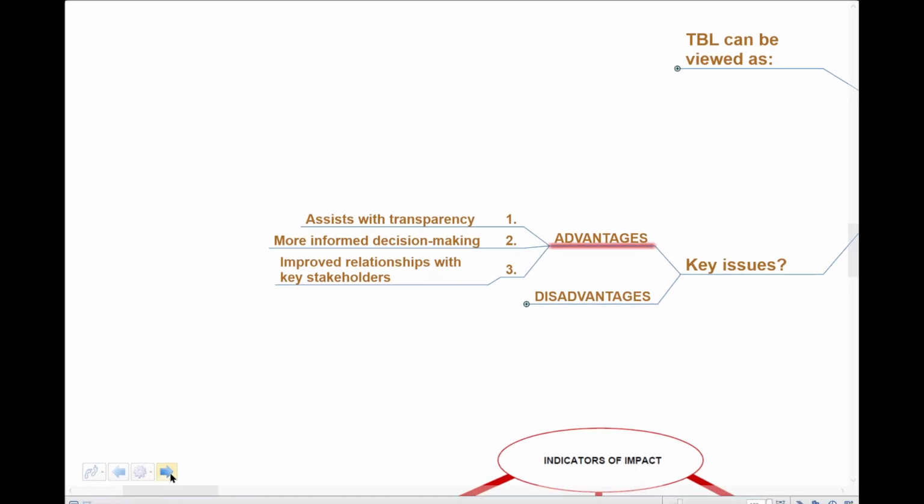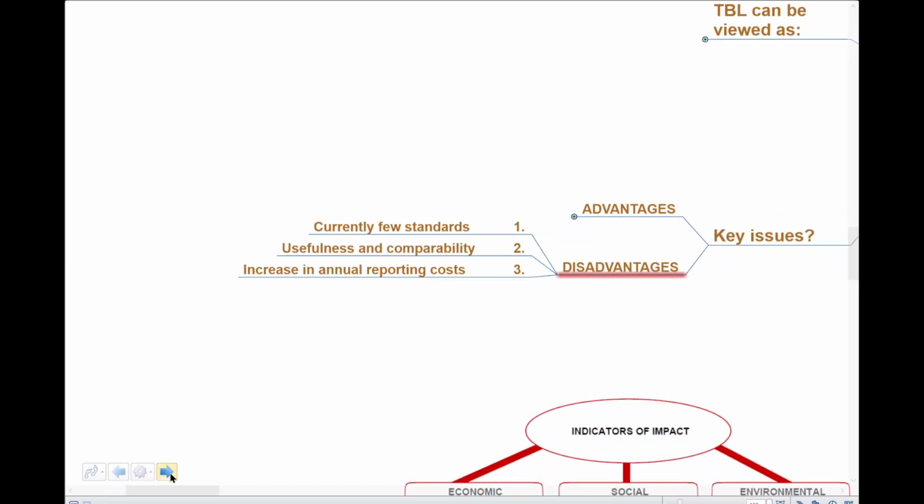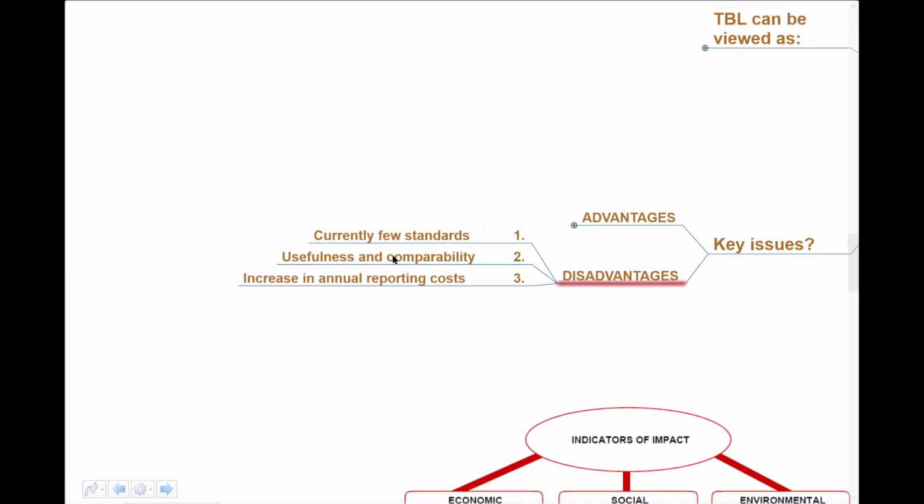But what about the flip side? What about disadvantages to TBL? There are some. There's no guidance really on how you should report. That means that to some extent usefulness and in particular comparability is different between businesses. Finally, costs. If we're reporting on two significant areas, social and environmental, on top of the financial or economic side, then certainly there will be costs attached.